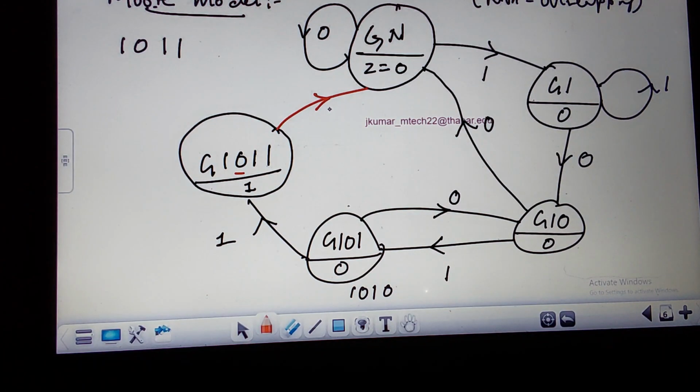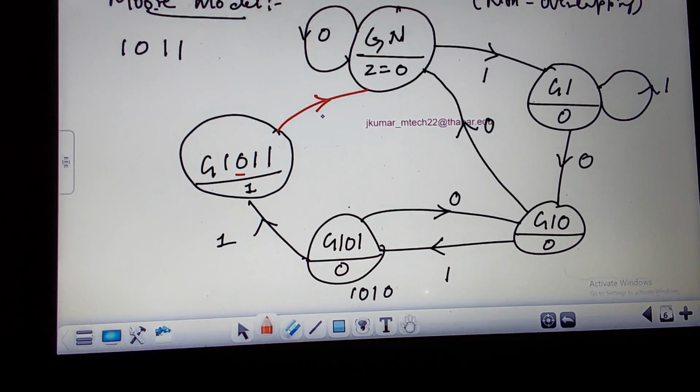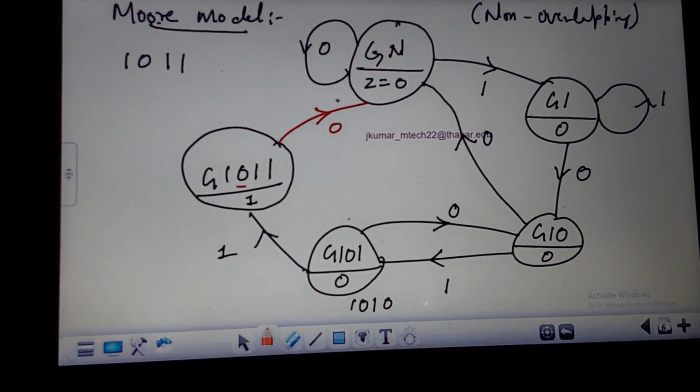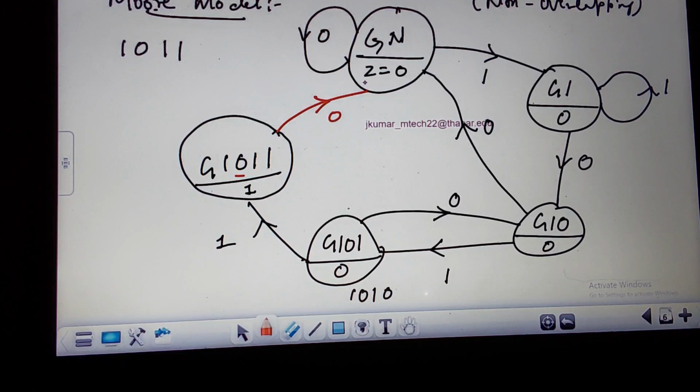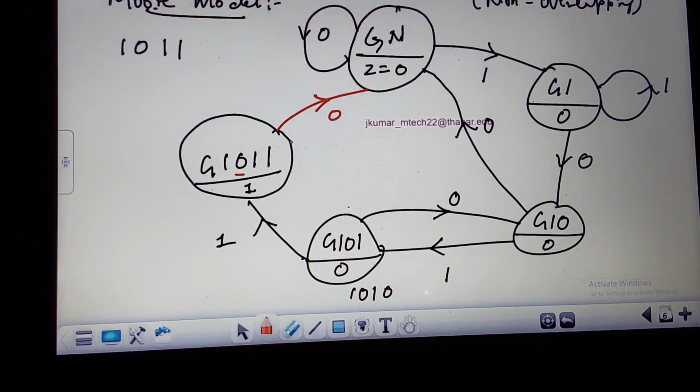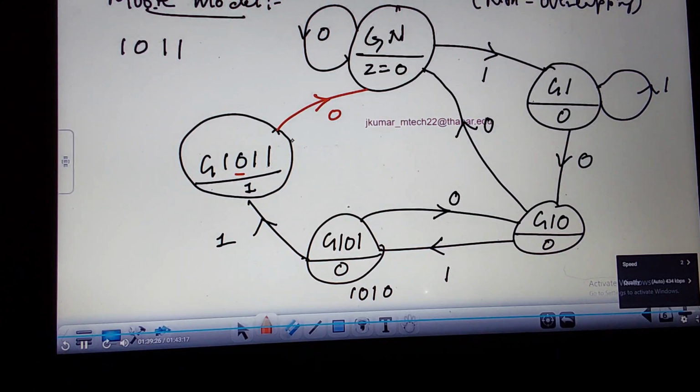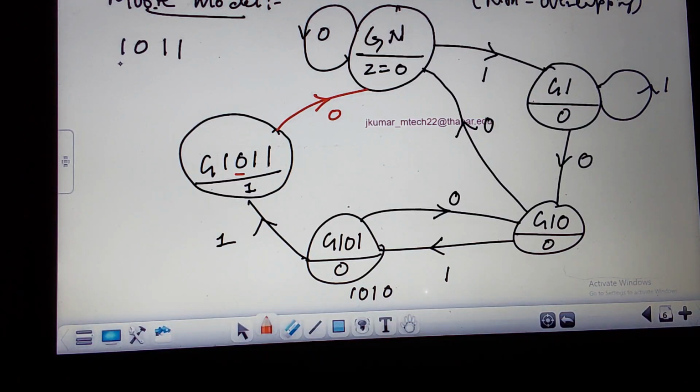When it is 0, which state do I go to? The reset state. If it is 0, my pattern does not start from 1. My pattern starts from 1, not with a 0. If I detect 0, I go to the reset state. If I receive 1, I go to the 1 state. What kind of overlapping is this?